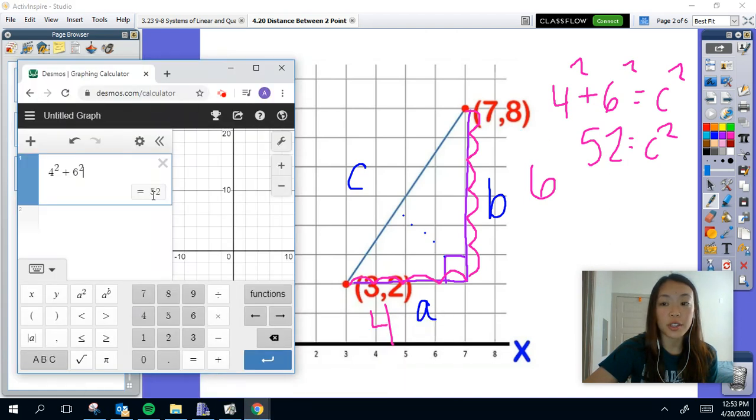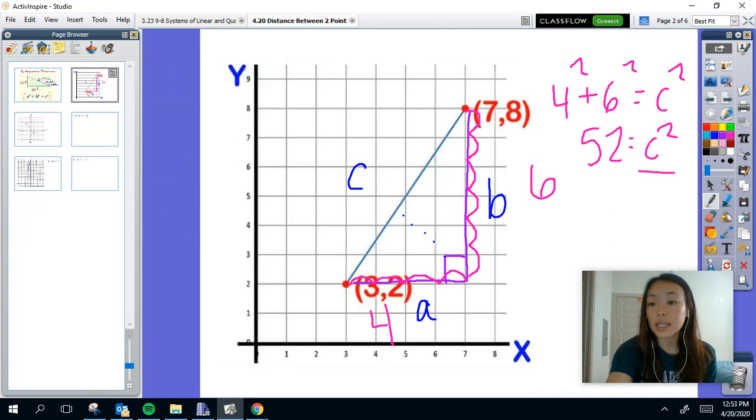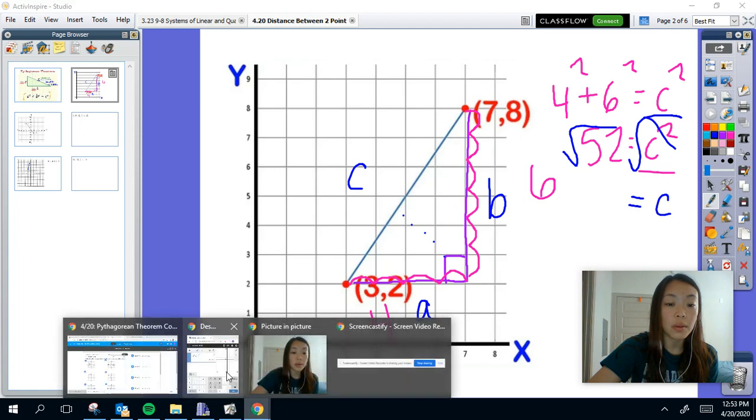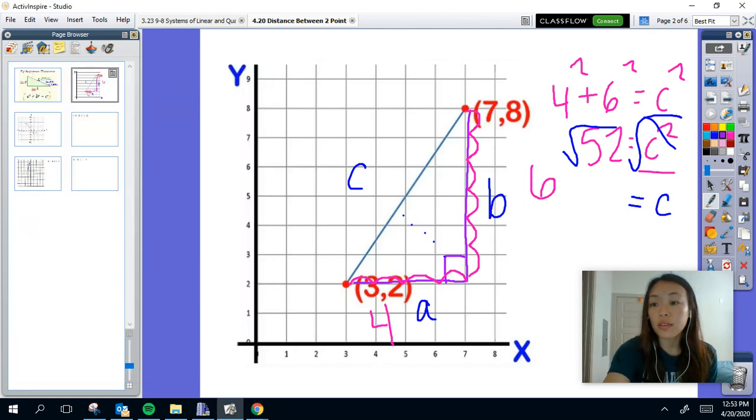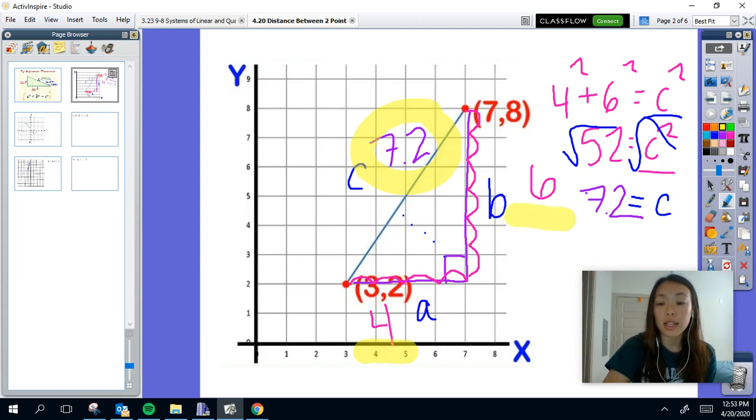So right here, 52. Now, finally, on this side, to get C by itself, I have to do the opposite of a square, which is a square root. These cancel. I get C by itself, and let's use the calculator to find out what the square root of 52 is. So square root of 52 equals 7.2. So my C value is going to be 7.2. I'm going to put that over here. And the last question you can ask yourself is, does this make sense? If my hypotenuse is 7.2, it needs to be the longest side out of 4 and 6, and it is, so that's going to be my final answer.